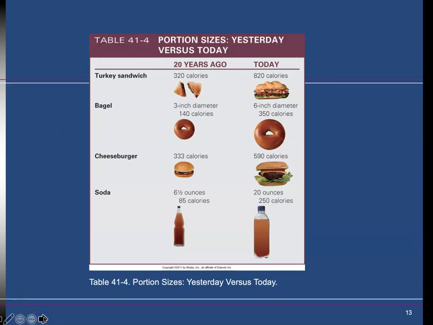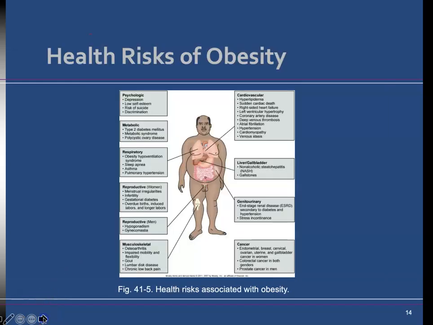Here are the portion sizes. Yeah, supersized stuff. Okay, take a moment to review these slides and see all the obesity risks related to different body systems.